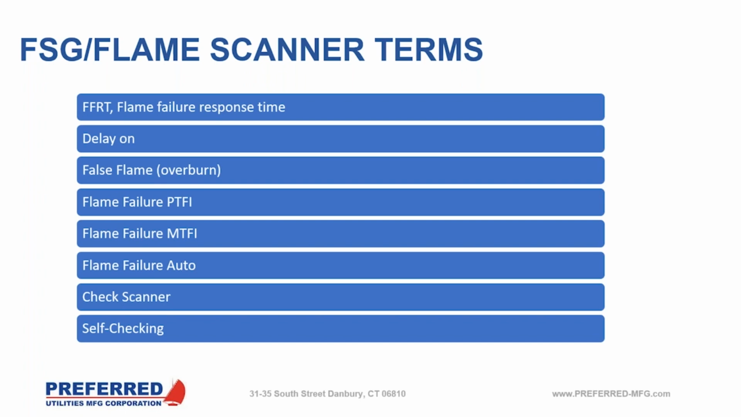Check scanner usually will come up as a shutdown, meaning that it's probably a problem with the self-check scanner. And you'll see I've got self-checking there too. But when you have a self-checking UV scanner, a lot of times if there's a problem with the shutter assembly, that could trip this check scanner lockout or the self-checking lockout. So it just depends on the terminology from the particular scanner manufacturer, flame safeguard manufacturer.